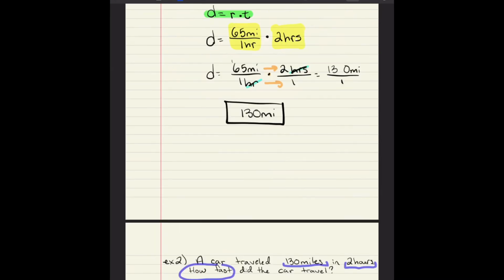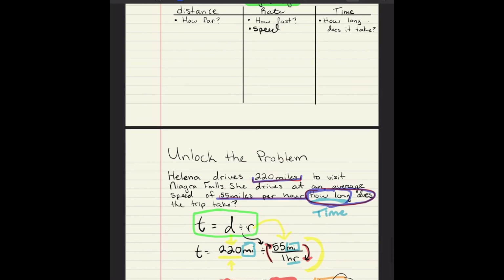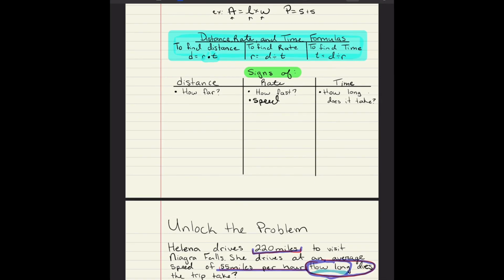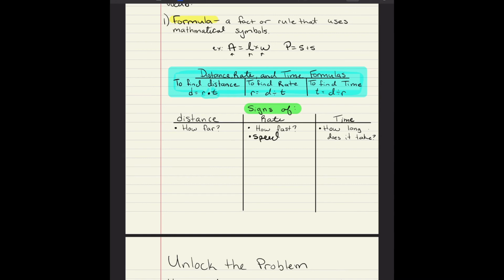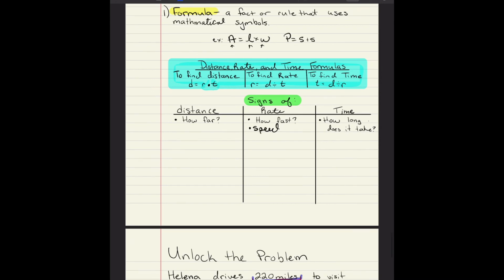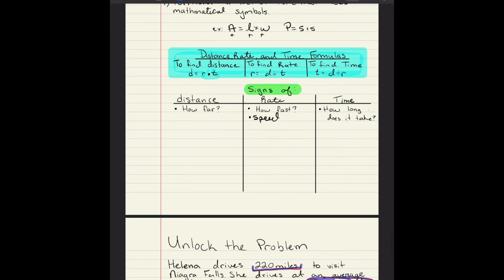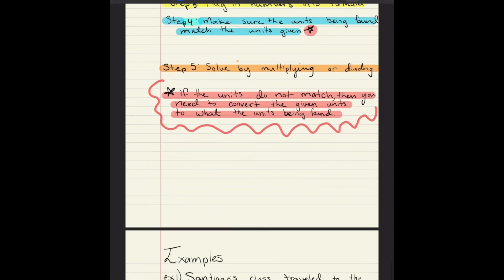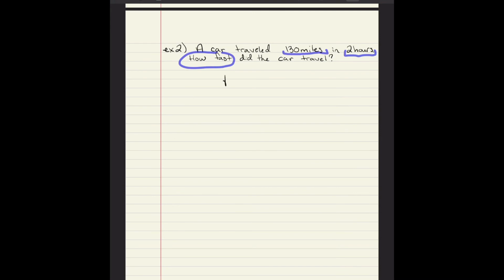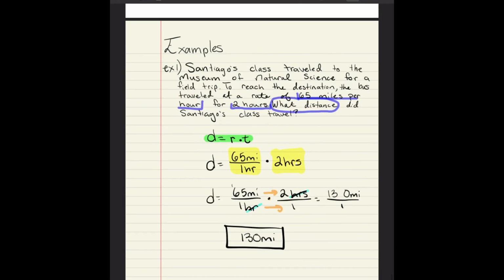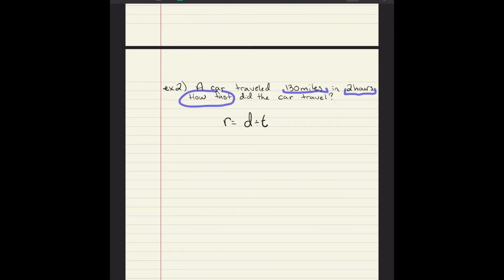So if we look back at our, you can call it a cheat sheet, or signs of. How fast is a rate question. So to find rate, it's R equals D divided by T, so distance divided by time. So I'm deciding that I'm finding rate, not distance. So rate equals distance divided by time. So I decided on the formula.